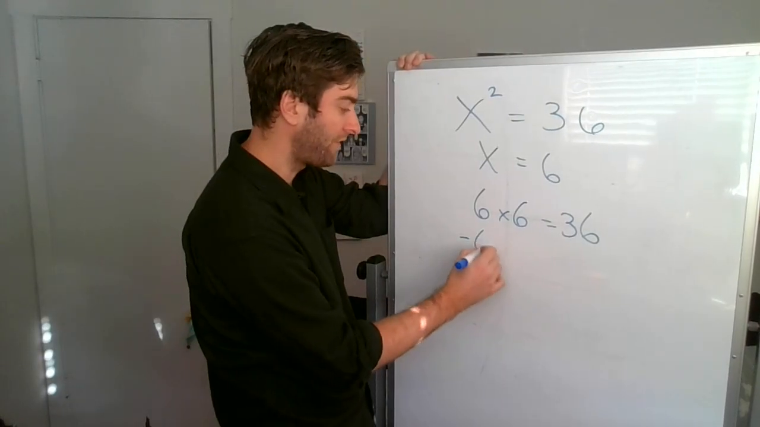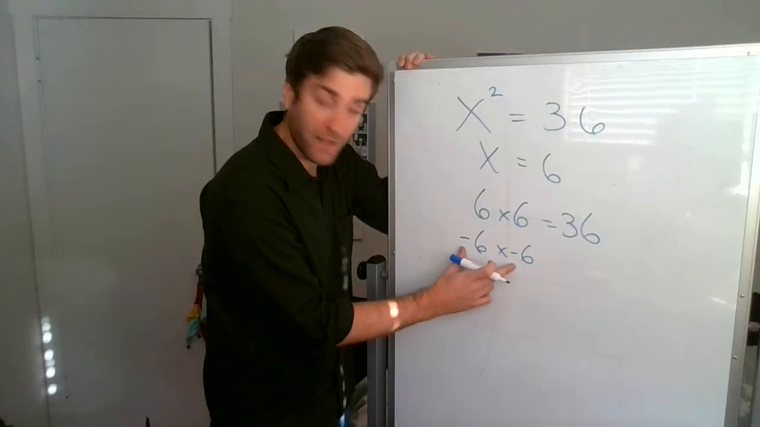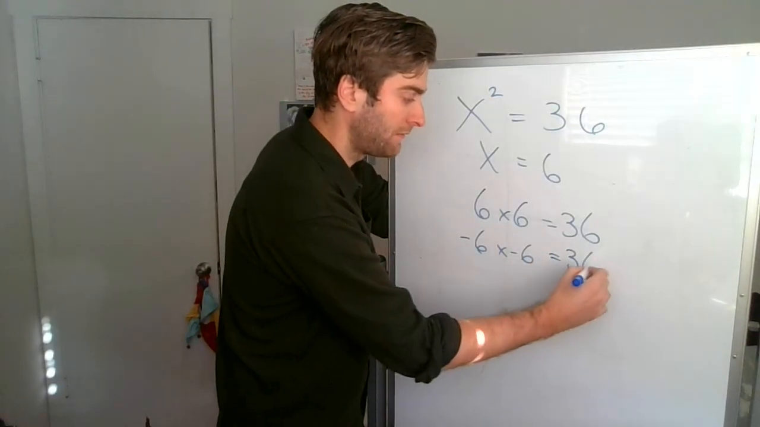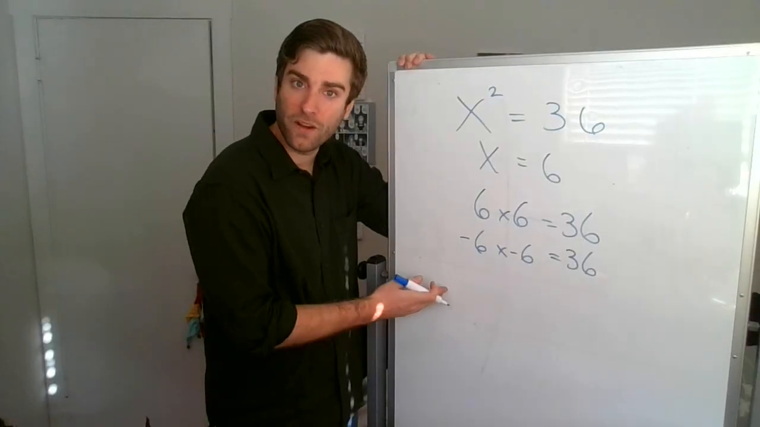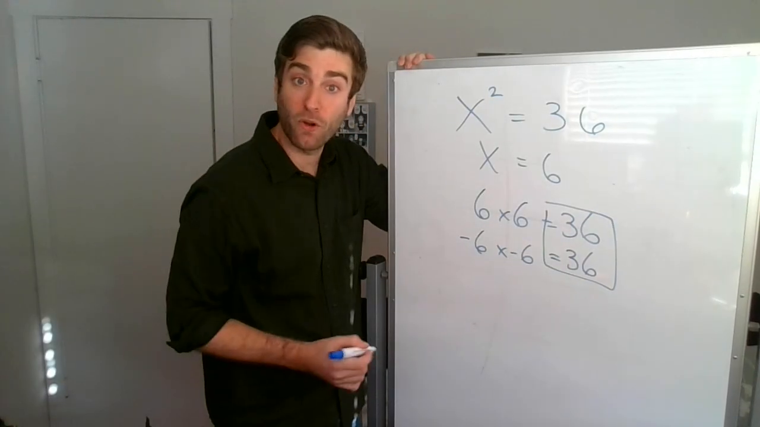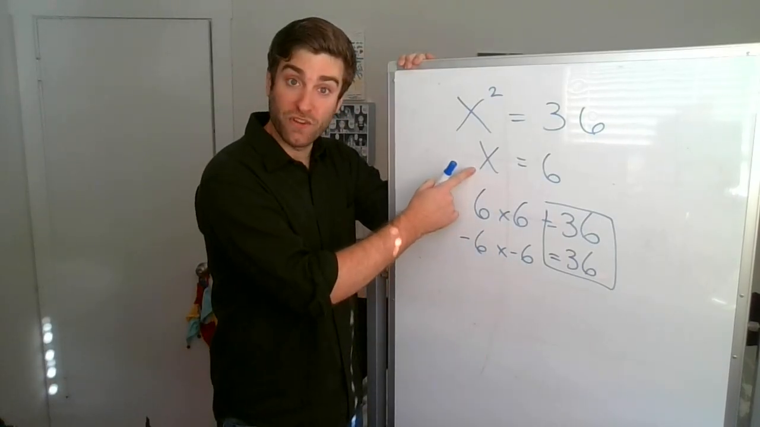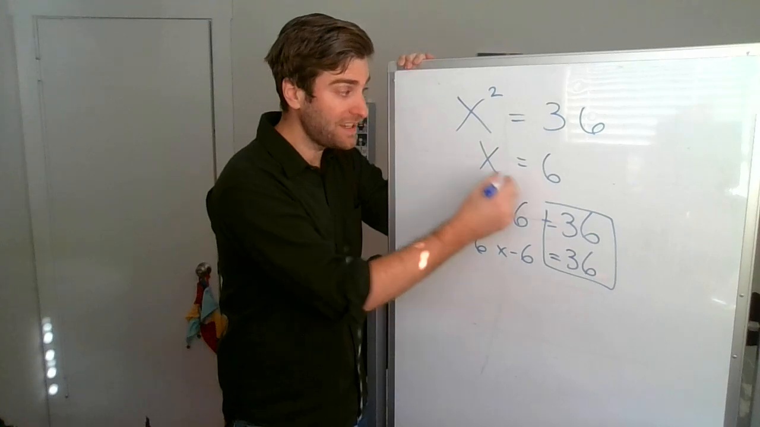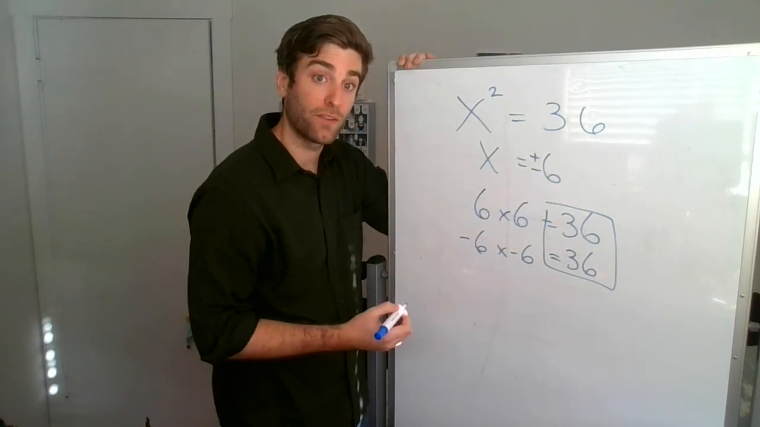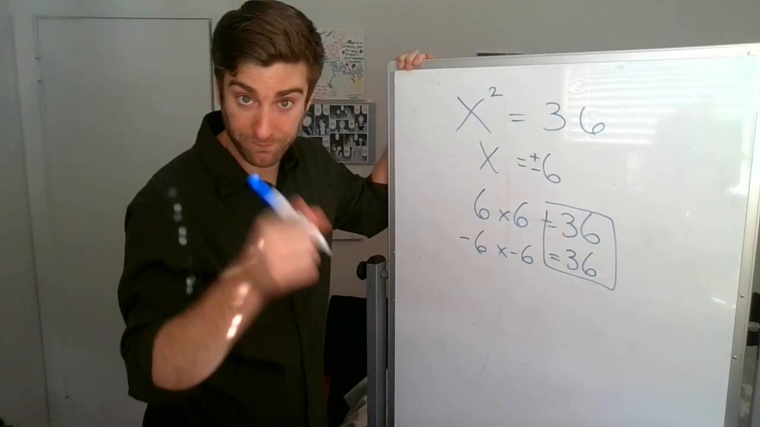If I do negative 6 times negative 6, well, what happens when I multiply two negative numbers? It becomes a positive. And so there you go. We've got another number that when multiplied by itself makes 36. So what we do here is x equals two numbers, positive and negative 6. When we're solving for x, it's got to be both. Okay.